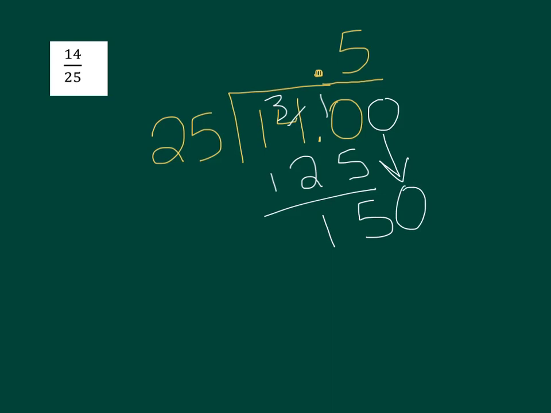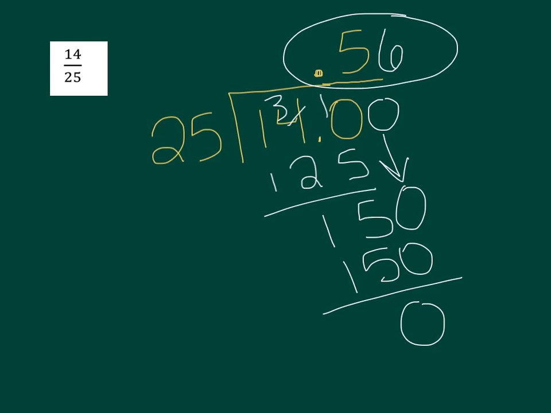25 can go into 150 6 times. 6 times 25 is 150. I get a 0. That means I have no remainder, so I can stop. My answer is 0.56, or 56 hundredths. 14/25ths goes into a decimal as 0.56.